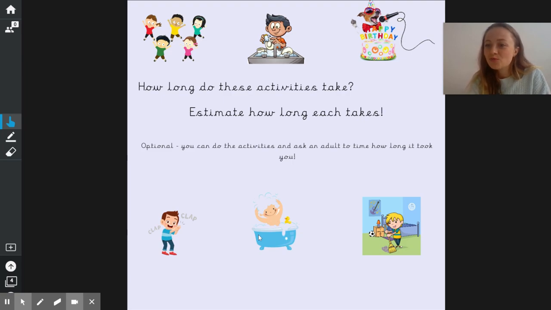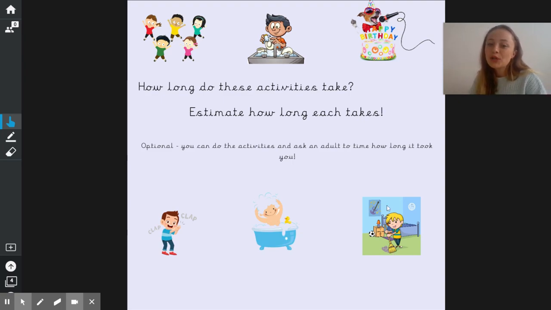And remember, it isn't a race to try and do it the quickest. We're just seeing how long it takes. And finally, I thought I'd be kind to parents. Maybe you could see how long it takes you to tidy your room? So you could estimate how long it will take you, and then you can test it and go and see.